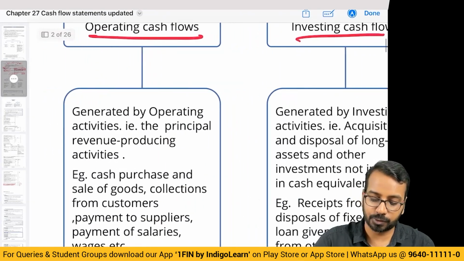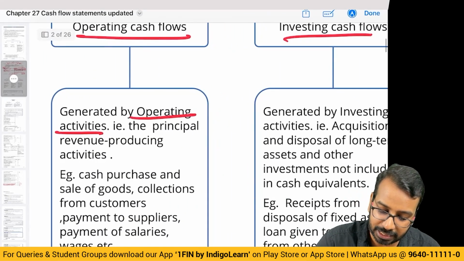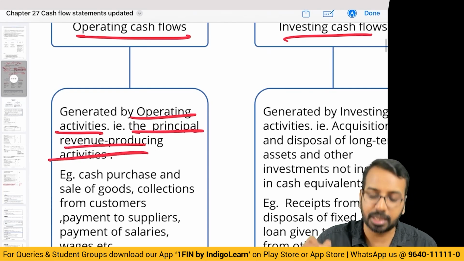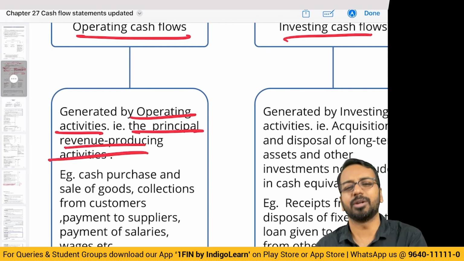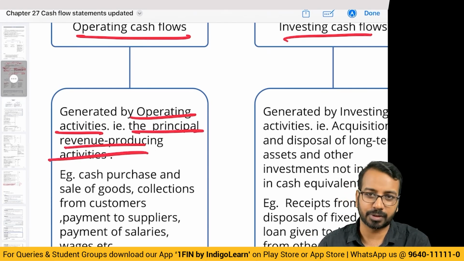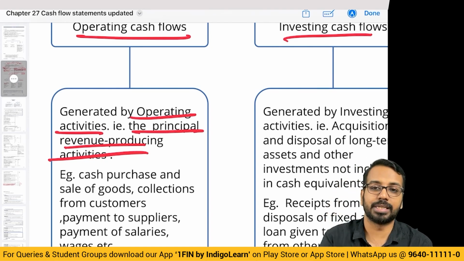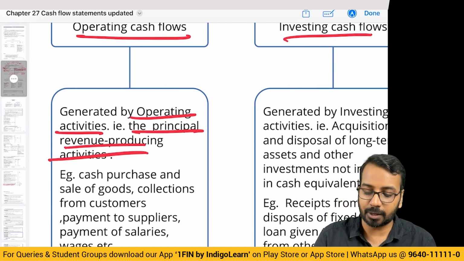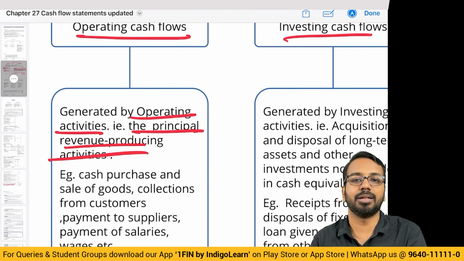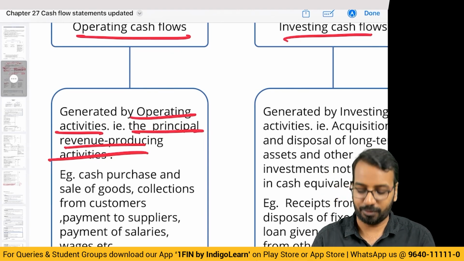What are operating cash flows? These are generated by operating activities, that is principal revenue producing activities. Purchase of goods, payment to suppliers, receipts from customers, payment of salaries, anything related to day-to-day operations. And one more rule is that if you cannot classify something into investing or financing, you will classify that under operating. Okay, that is the first thing.